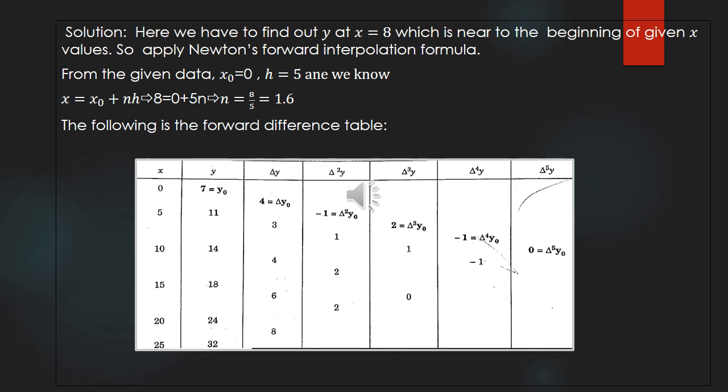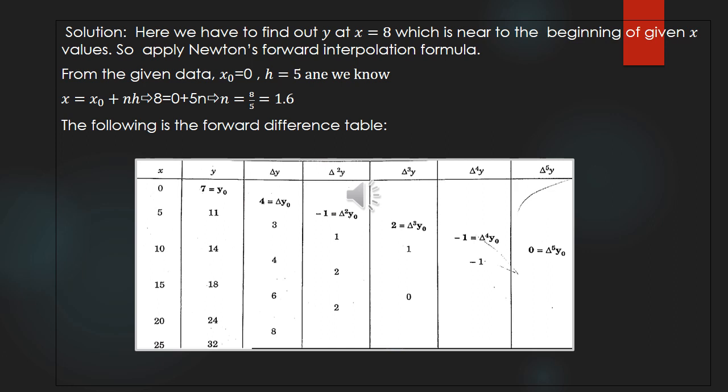Substituting the values in the formula, 8 is equal to 0 plus n, which we don't know, times h, and h is equal to 5. Therefore, 8 is equal to 0 plus 5n. That implies n is equal to 8 by 5, which is equal to 1.6.